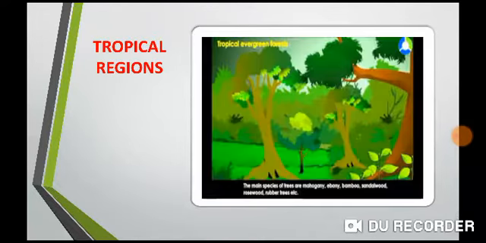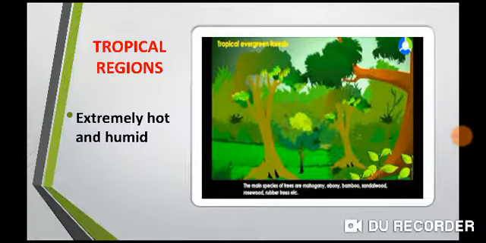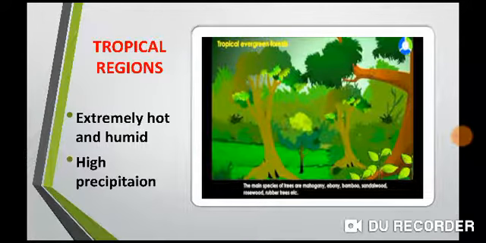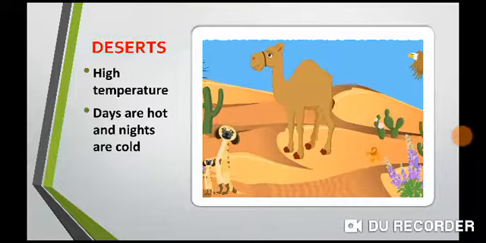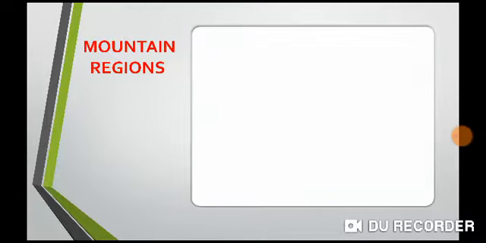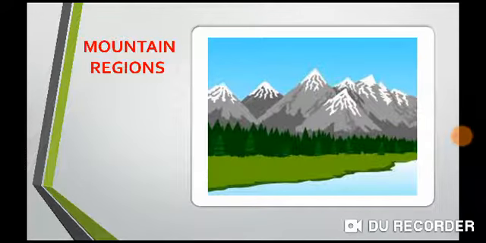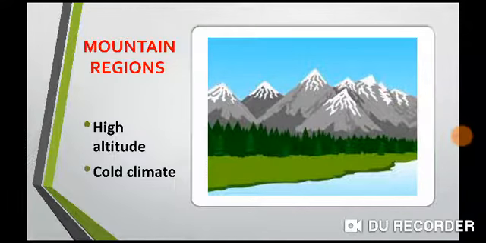Tropical regions, they are extremely hot and humid. There is high precipitation, that is they receive a lot of rainfall. Deserts, as you know that the temperature in deserts is very high, but at nights they are very cold as well, and there is very little rainfall. The mountain regions, as I told you, because they are at a very high altitude, that is why these places have cold climate.